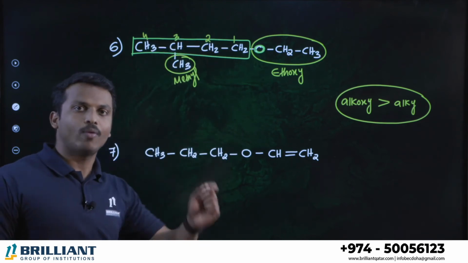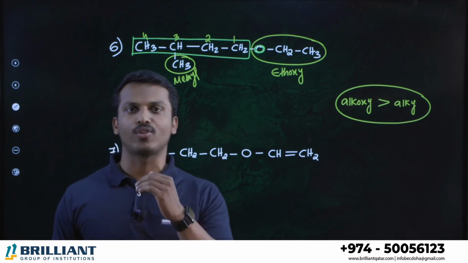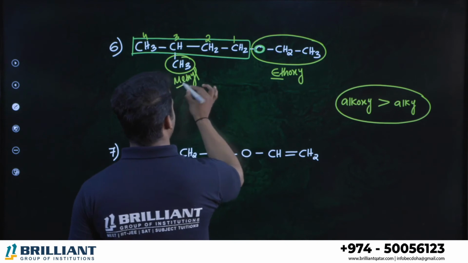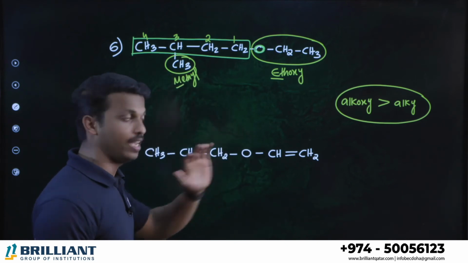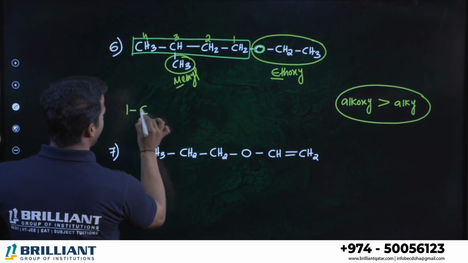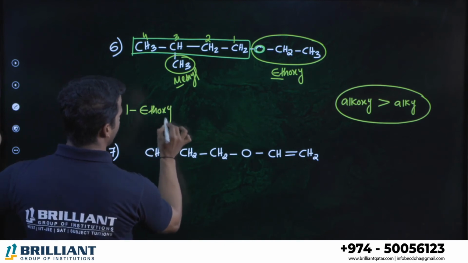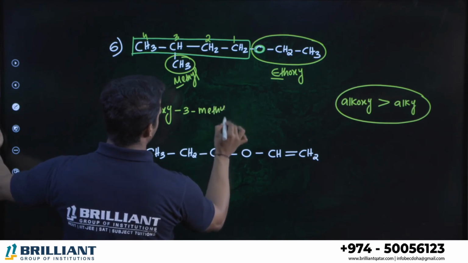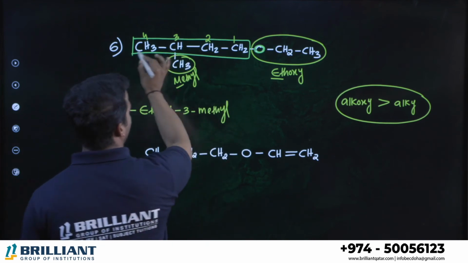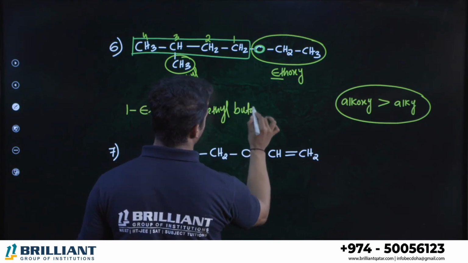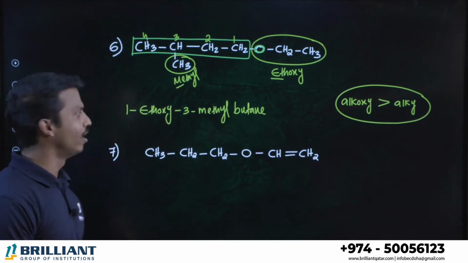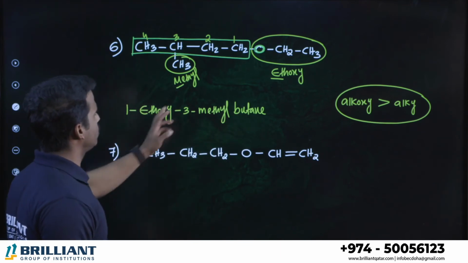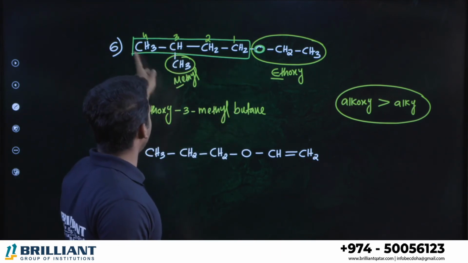Clear all of you? And while writing the name, as usual, we have to follow alphabetical order. This branch starts with E, this branch starts with M, so E is first alphabetically. So we can say 1 ethoxy, in the first position there is an ethoxy group. 3 methyl, in the third position there is a methyl group. 1 ethoxy, 3 methyl, and total 4 carbons are there. We can call it what? Butane. Clear all? 1 ethoxy, 3 methyl, butane.